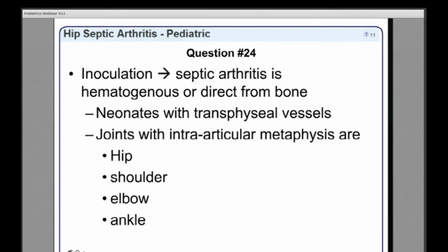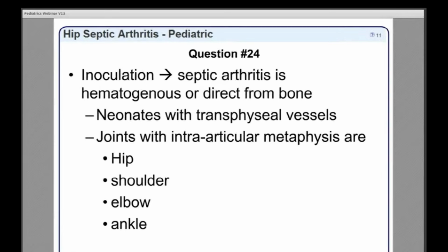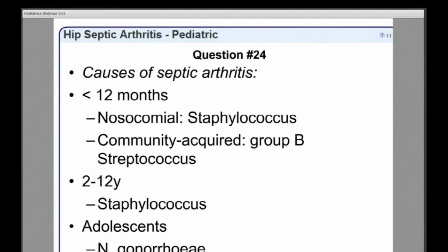Remember with septic arthritis that inoculation results from hematogenous spread or directly from the bone. In the neonates, there are transphyseal vessels which can cause the infection. And remember the joints with an intra-articular metaphysis, and these include the hip, the shoulder, the elbow, and the ankle. Also remember the common bacterial causes.